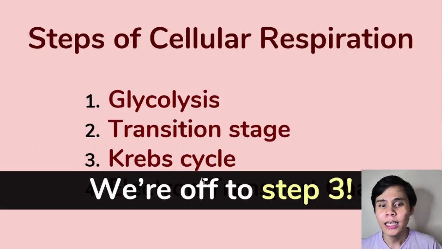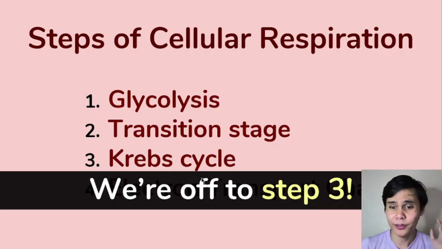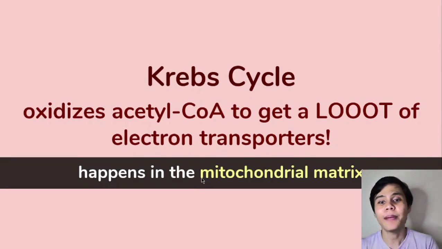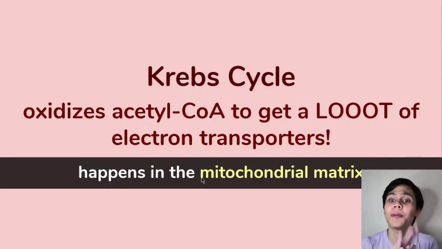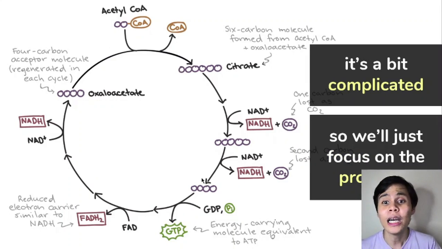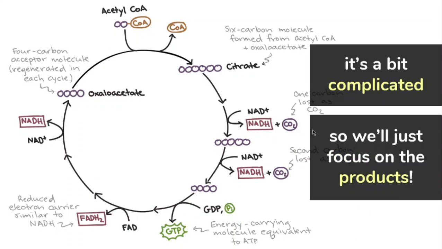Okay? Now we're on to step three, the Krebs cycle. This is also complicated, but we're not going to discuss the names of the molecules, just the process once again. So the Krebs cycle oxidizes, or takes electrons from, acetyl CoA. That makes a lot of electron transporters, which will be used in the last step of respiration. So again, it still happens in the matrix, the fluid of the mitochondria. It's complicated, there's a lot of molecules, but again, we'll just focus on the process and the product.